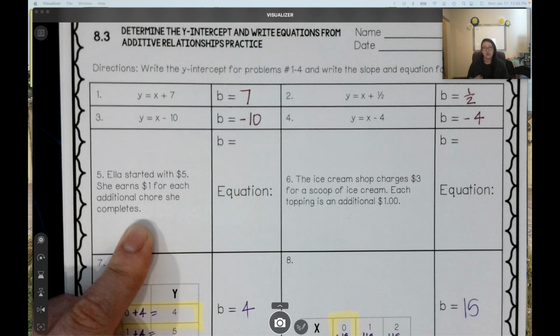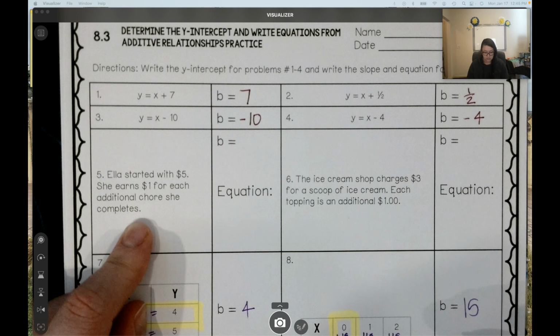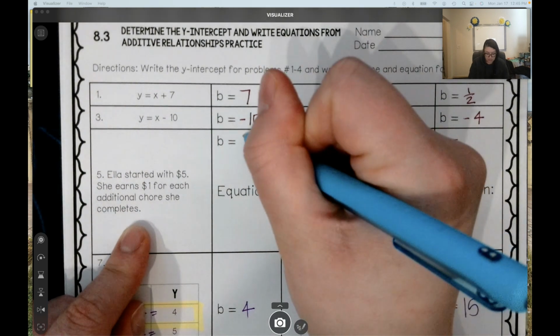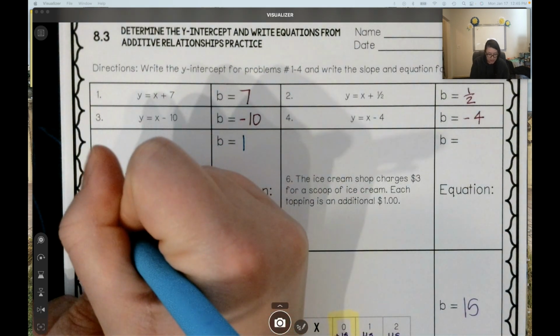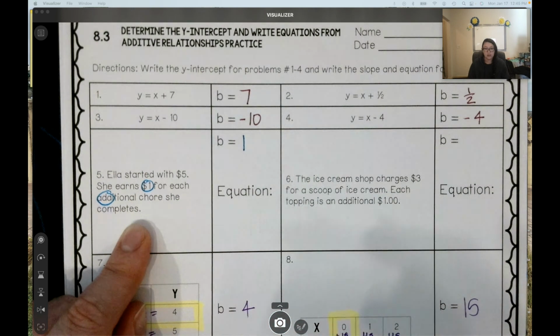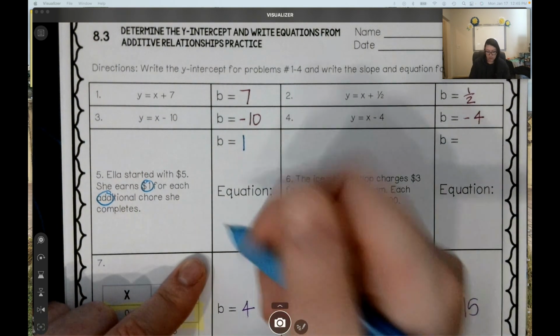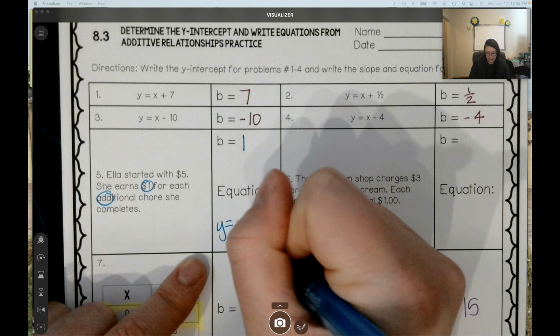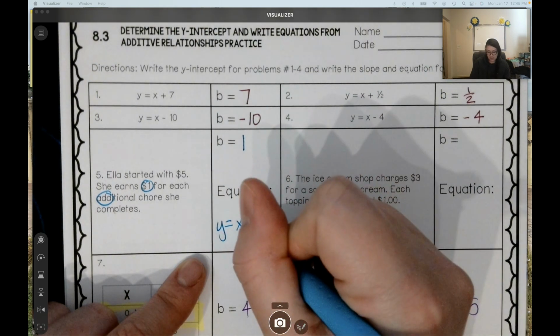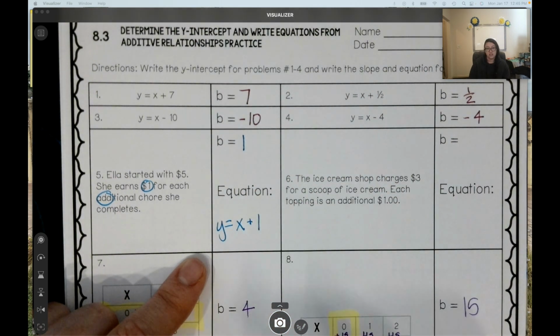What number are we adding there? What would our b be? Our b would be 1 because we are adding $1 for each additional chore. So our equation should be y equals x plus 1. She already has $5 that she's starting with, and we're adding 1 each time.